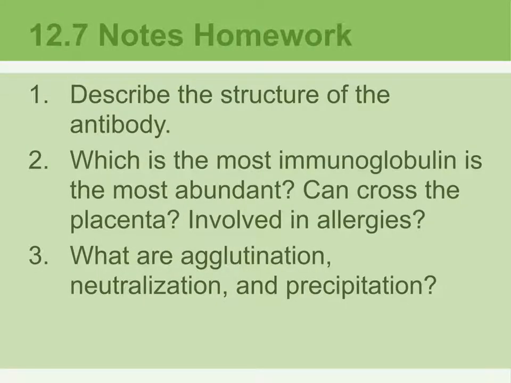12.7 notes homework. Number 1, describe the structure of the antibody. Number 2, which is the most abundant immunoglobulin? Which immunoglobulin can cross the placenta, and which immunoglobulin is involved in allergies? Number 3, what are agglutination, neutralization, and precipitation?